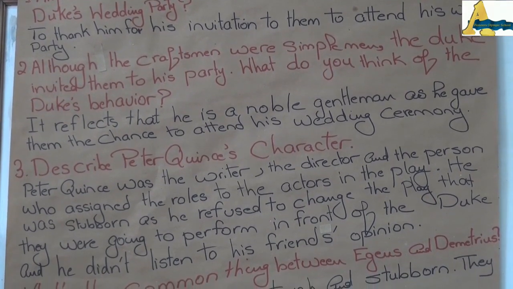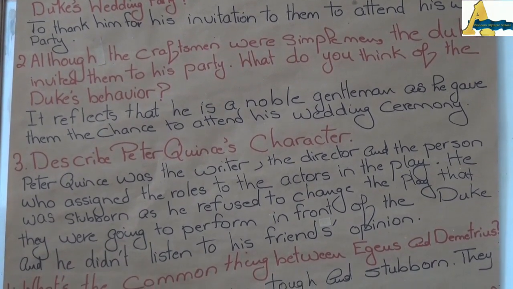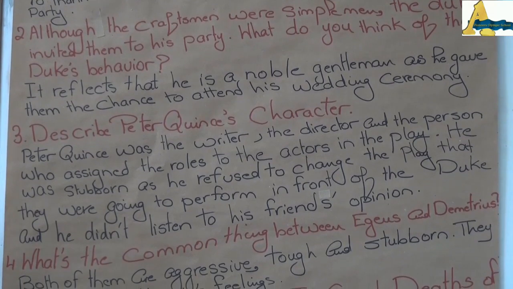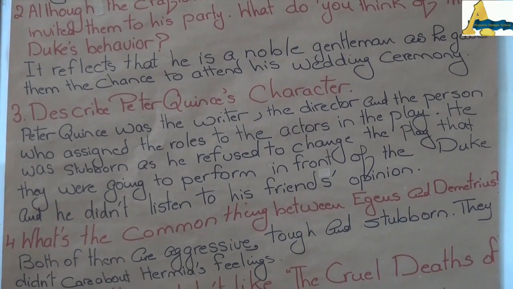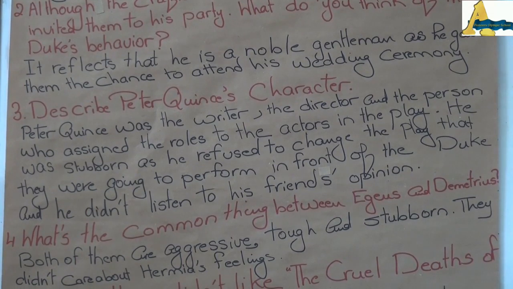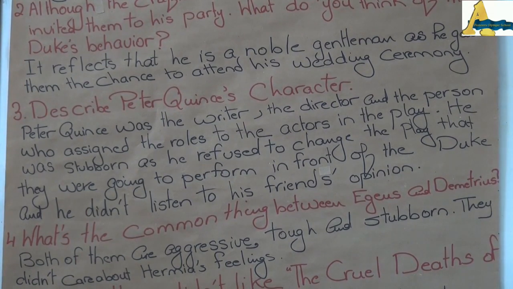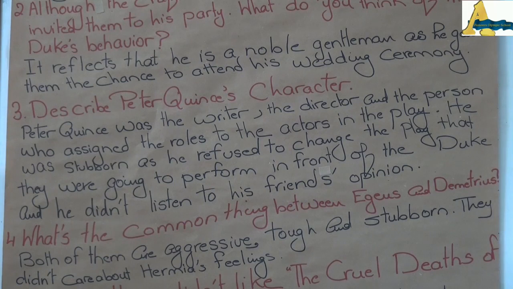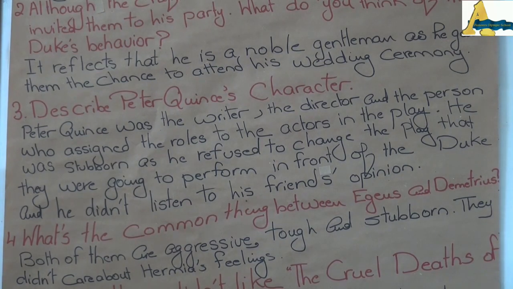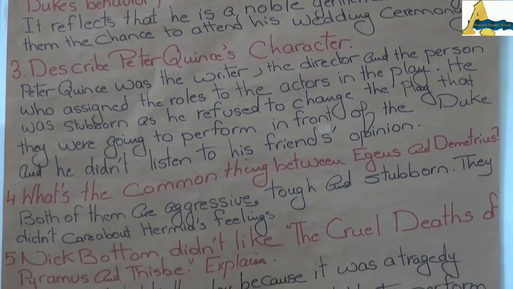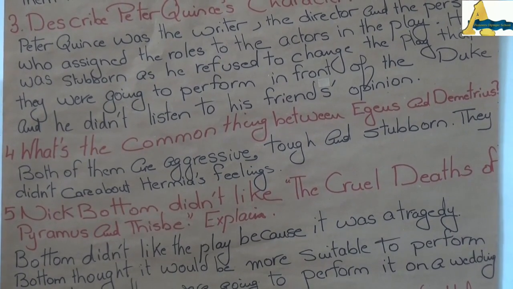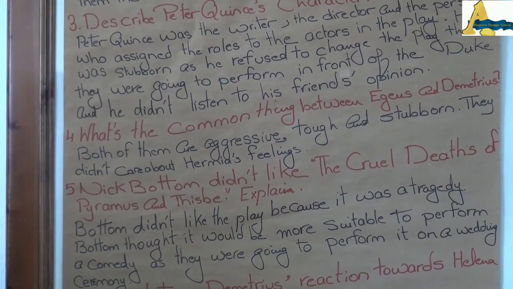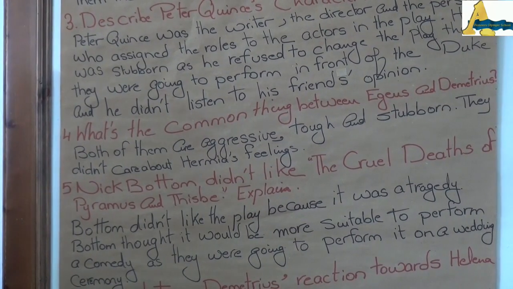Can you describe Peter Quint's character? We know that he is a bossy character. He was the writer, the director, and the person who assigned the roles to the actors in the play. He was stubborn, as he refused to change the play that they were going to perform in front of the Duke. And he didn't listen to his friends' opinion when they told him that it was a tragedy and it was a wedding party.